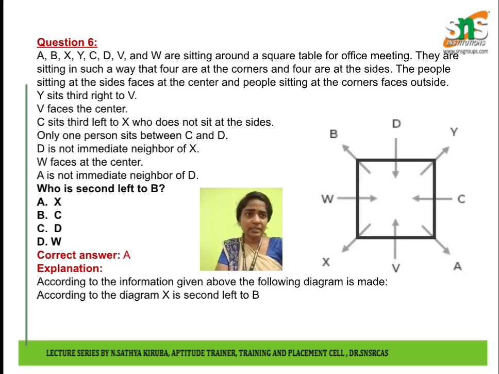Now W faces the center. It is clearly given that W is facing the center, so we can put him in a side position. A is not an immediate neighbor of D, so D's neighbor is not A. Like this we can plot it very rightly.